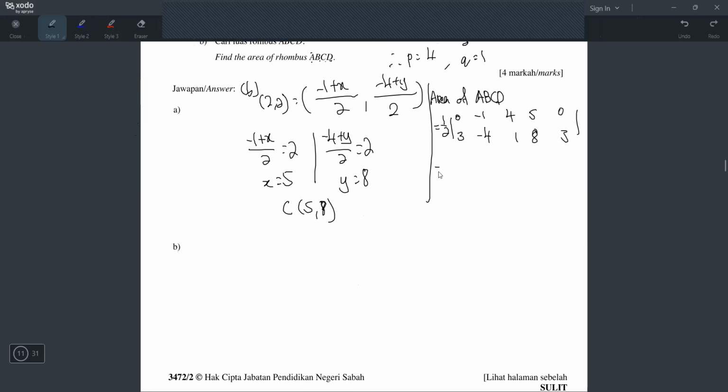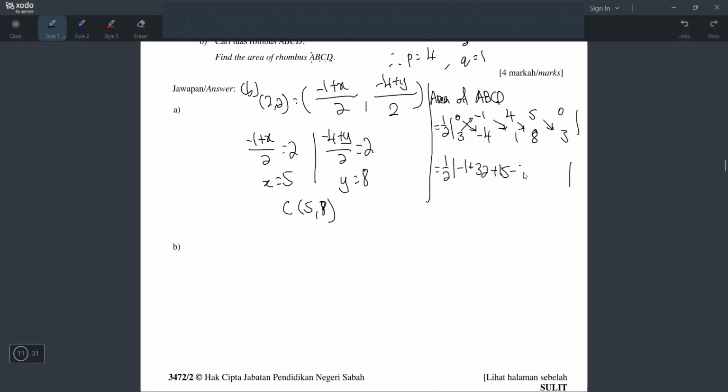That's the formula. Now you can do 1/2 modulus and then you multiply. When you multiply, how do you multiply? You multiply crosswise, right? And you will take 0 times -4 first. 0 times -4 is 0, so no need to write. And then plus -1 times 1, -1, and then plus 4 times 8, 32, and then plus 5 times 3, 15, and then minus. Why suddenly minus? Because I changed direction. 3 times -1, -3.